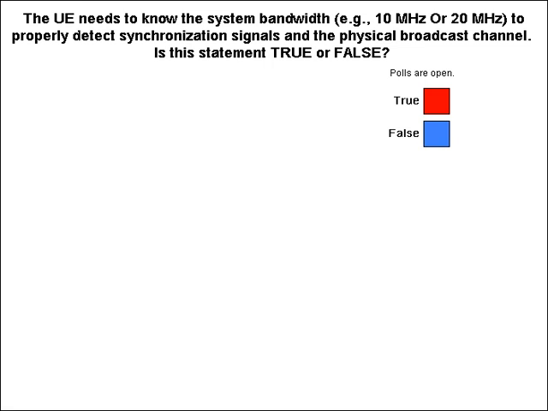Now, if you want to answer this question correctly, then you need to know the following. Where are those signals and the channels? The primary, secondary signals and broadcast. Where are those? If you know in terms of frequency where they are, then you will be able to correctly answer the question. In terms of frequency, which subcarriers carry those signals? That will tell you the answer to this question.